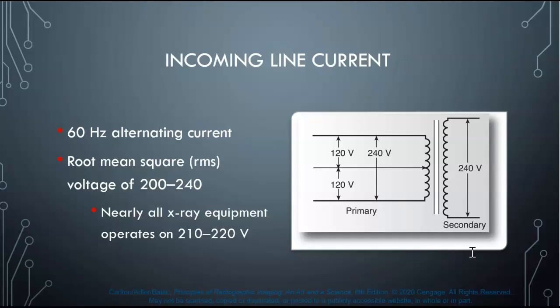So if we look here, we have 60 hertz of alternating power. The root mean square voltage is 200 to 240, and nearly all x-ray equipment operates on 210 to 220. So as you can see here, 120, 120 for a total of 240. Okay, you can see this is a step up.